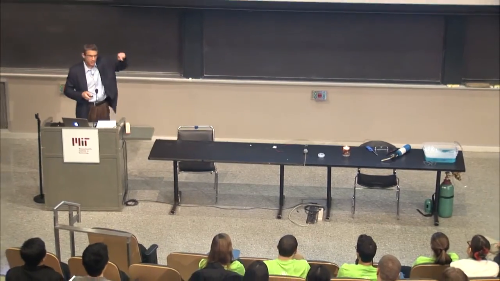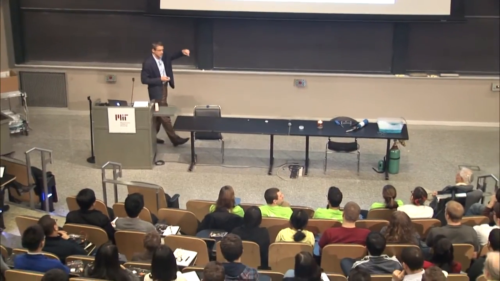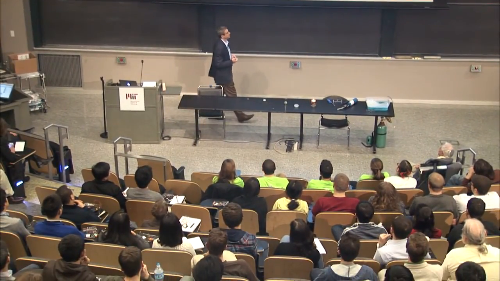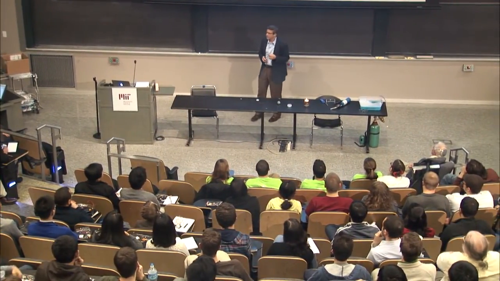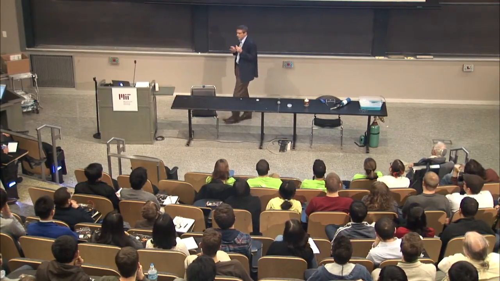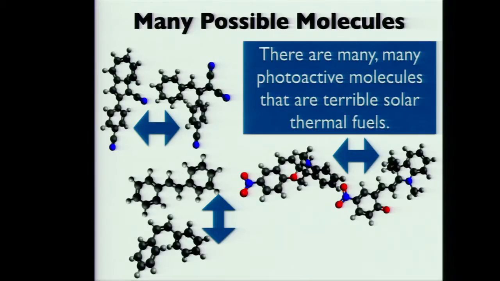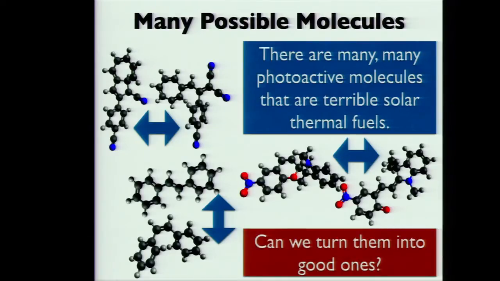So we asked that question of these atoms in this material for this technology. And what we realized is that there are many molecules that switch. There are many, many molecules that are photoactive. They go through some kind of switch. The problem is they're just terrible energy materials. So the question we ask these atoms is, can you become good ones? Can you do more for us than you're doing right now? Because it ain't good enough.